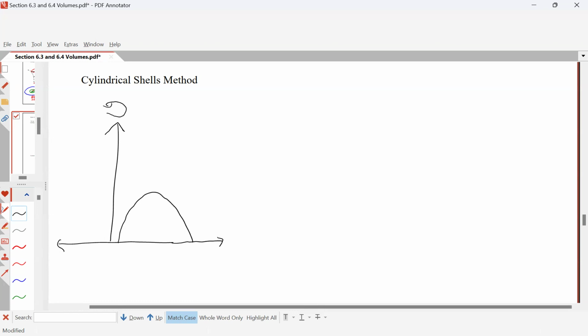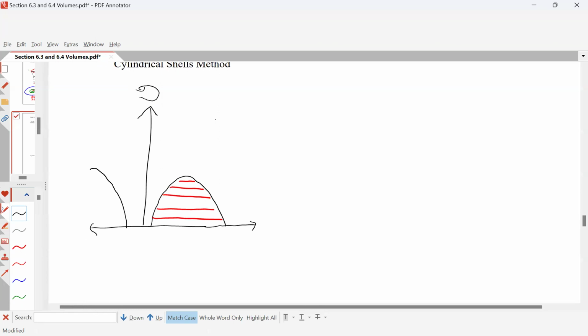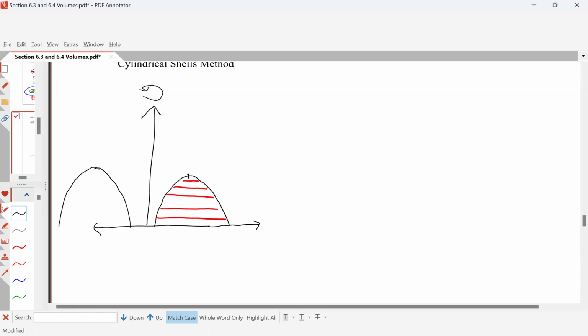Well, the discs and washer method told us we needed to slice perpendicularly to the axis of rotation, which means when we would find this volume of rotation based on those slices, we'd be having to solve for the left-hand side of this curve, the right-hand side of this curve, so we could subtract them as a big radius and a little radius. And some functions, that's really not easy to solve for.